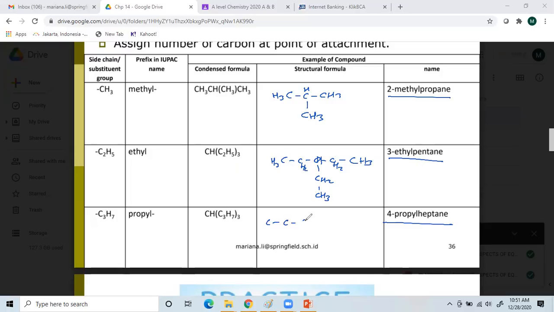Heptane. 7 carbons. Number 4, propyl group. This number 4, right? Propyl, CCC. Okay. Just complete this. CH3, CH2, CH2, CH, CH2, CH2, CH3, CH2, CH2, CH3.